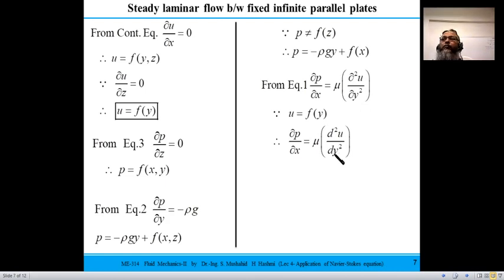We haven't put anything on this pressure term, but we have changed the second order term from partial differentials into ordinary differentials. The reason is that the velocity is only a function of y. This is the final conclusion we have already drawn. So the velocity is a function of y.